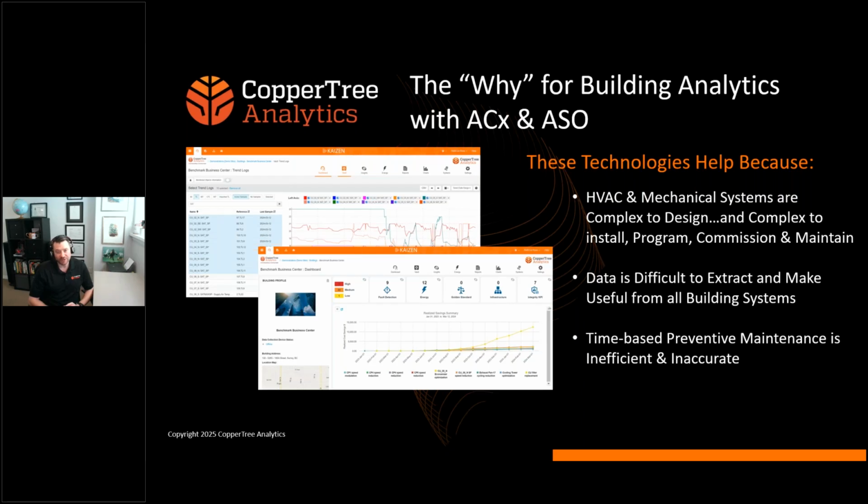And so the why of building analytics, especially as it relates to ACX and ASO, which is really why we're here today, is that these technologies help with the fact that the systems are quite complex to design, more and more complex as well. So of course, with higher requirements from code, electrification, more energy recovery, there's passive design, there's a lot of geothermal that we're seeing, there's a lot of very efficient sequences being designed into these buildings. They become more and more complex to program, to commission, and then of course to operate over time. So the more complexity gets added within the design, of course, the more complexity flows through all of those processes out to the other end.